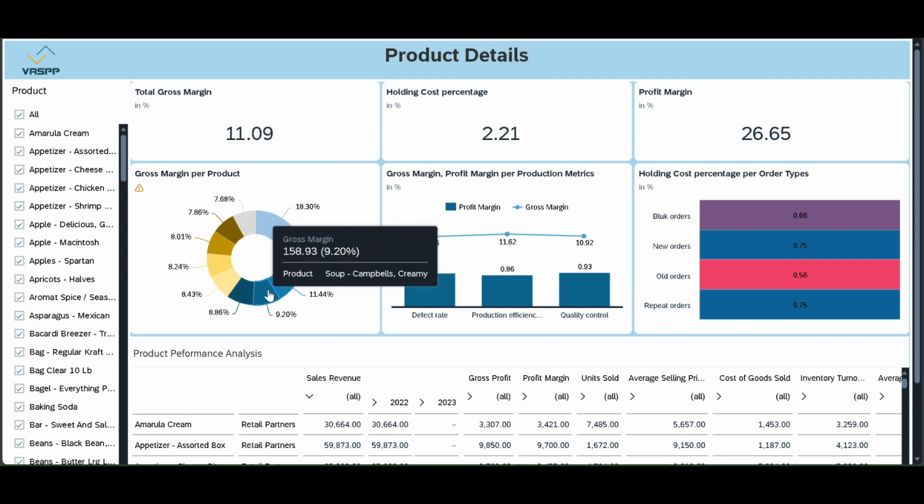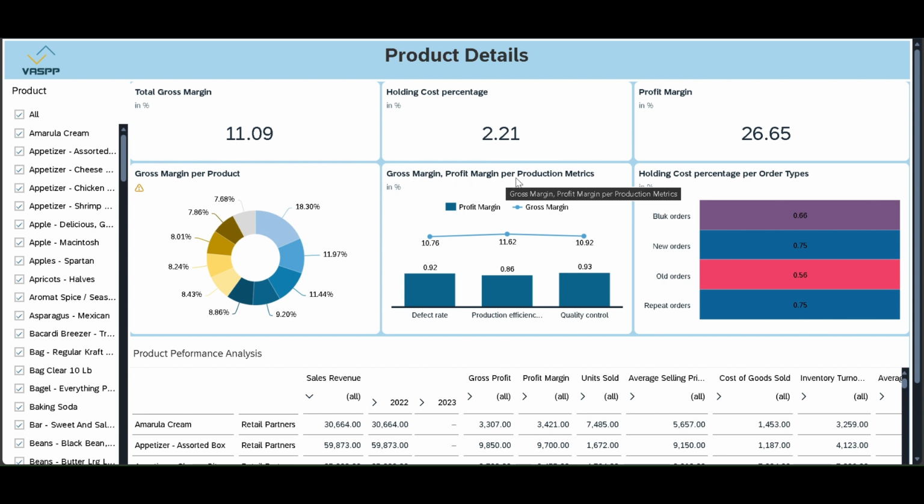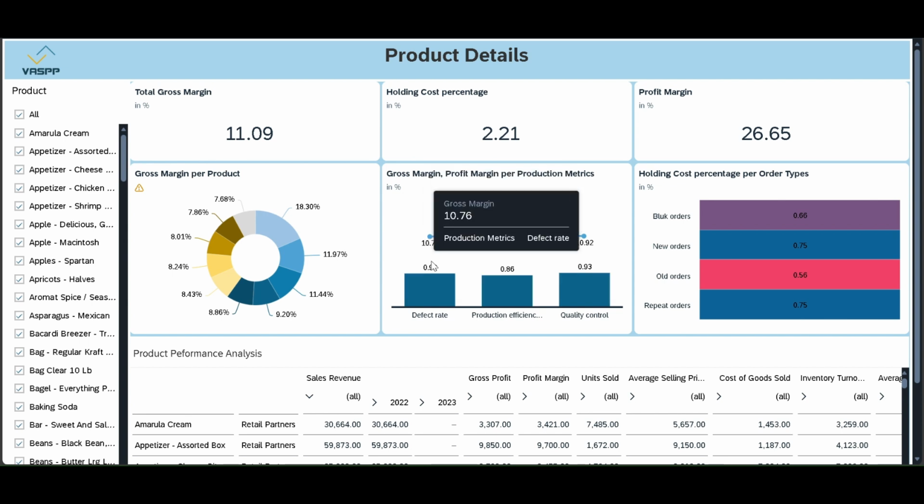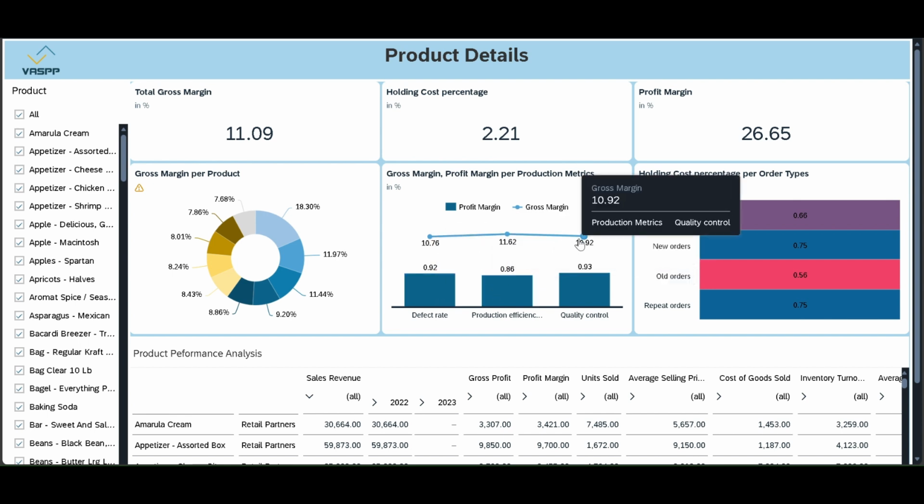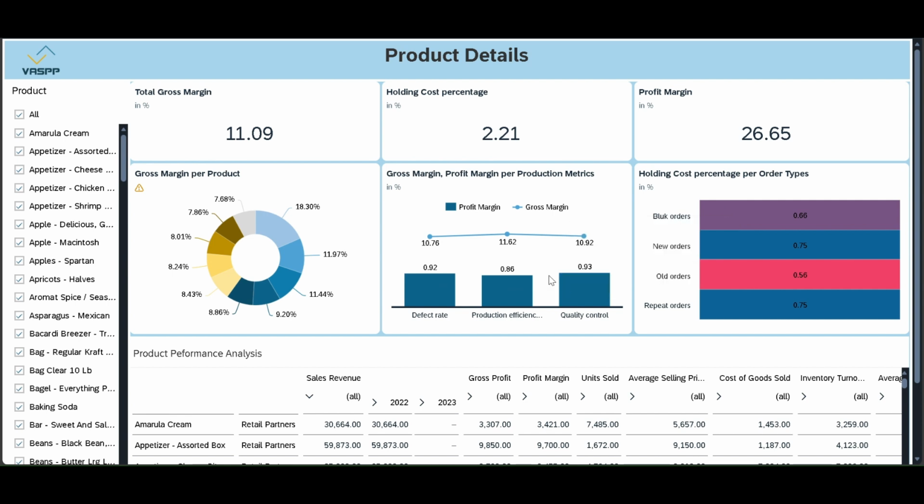Next, gross margin and profit margin per production metrics. This visual connects production efficiency directly to margin performance. Gross margin ranges 10.76% to 10.92%. Profit margin ranges 0.86 to 0.93. It tells you whether quality issues, defects, or production speed are hurting profitability.